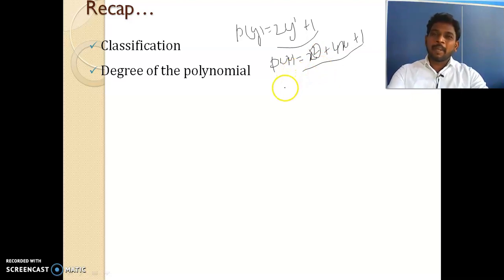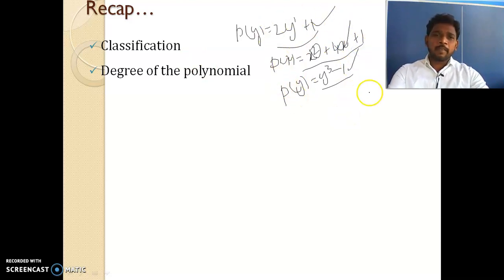Suppose a polynomial has degree 3 as the maximum power. For example, p of y equals y cube minus 1. Here the polynomial has 3 as the maximum power, therefore it is called a cubic polynomial. So according to the degree, we can classify the polynomials into linear, quadratic and cubic polynomials, right?